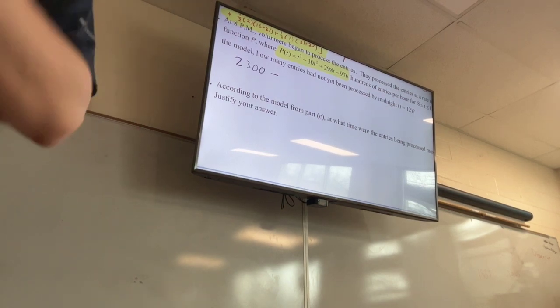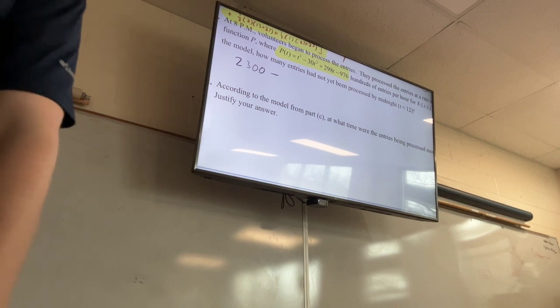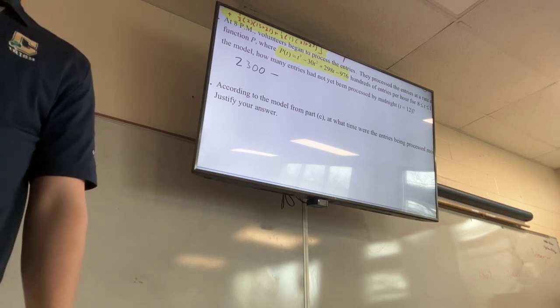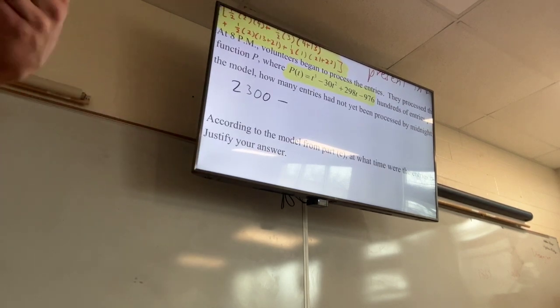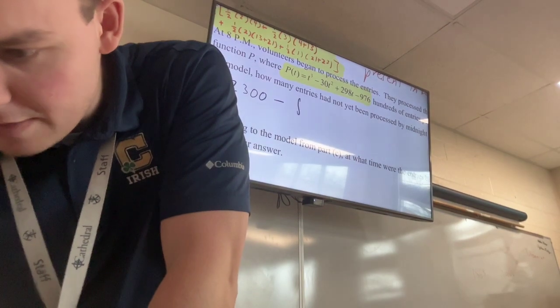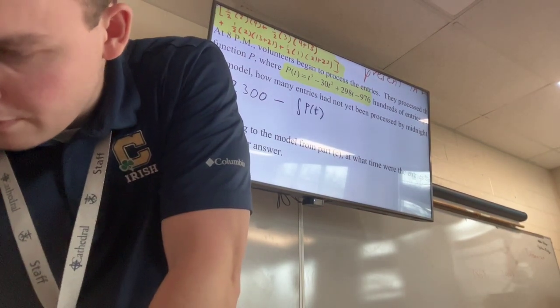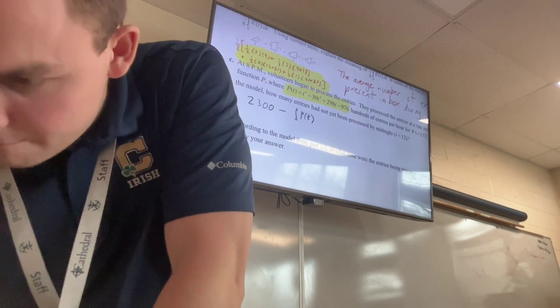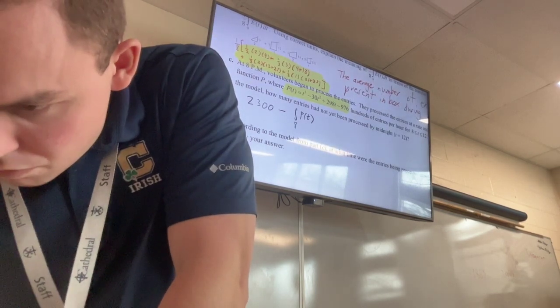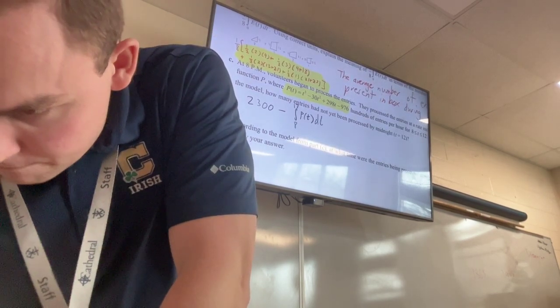You said P of 3? So it's not T equals 3. This is a rate, right? We want to subtract from 2,300 the total that they processed before midnight. How do we go from a rate to a total? Integral, yeah. It's going to be the integral of P of T from 8 to 12 dt.